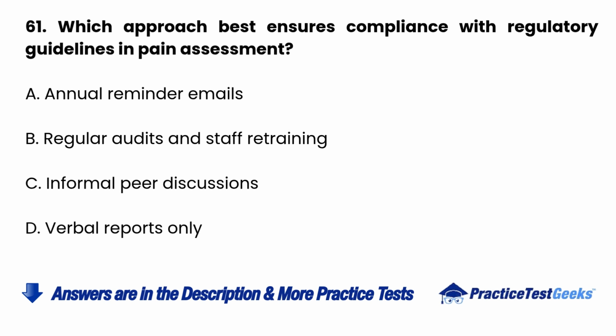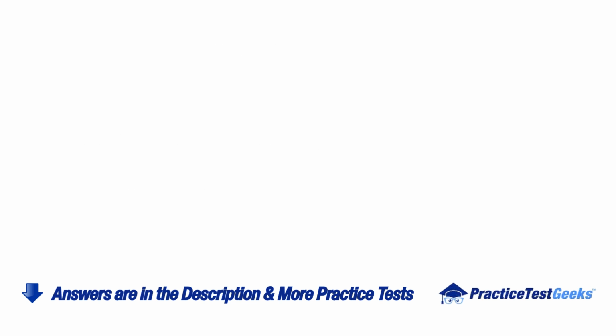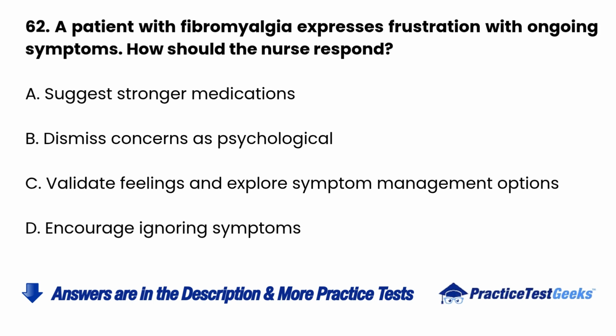61. Which approach best ensures compliance with regulatory guidelines and pain assessment? A. Annual reminder emails. B. Regular audits and staff retraining. C. Informal peer discussions. D. Verbal reports only.